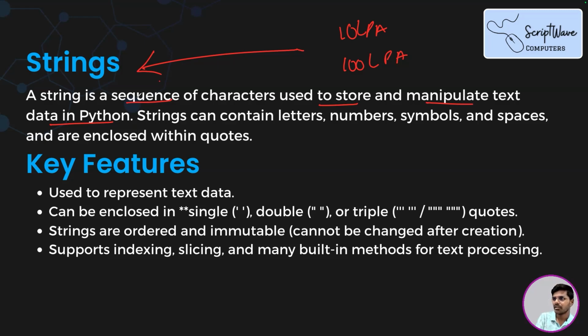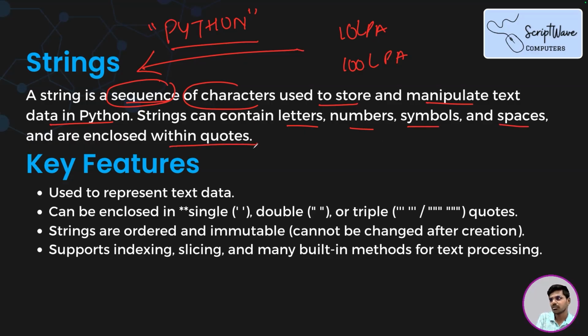Very important concept. So what is a string? It's a sequence of characters. So what is a sequence? Let's take Python as a string. This is a string. A string can contain letters, numbers, symbols, spaces, and everything should be enclosed within quotes.